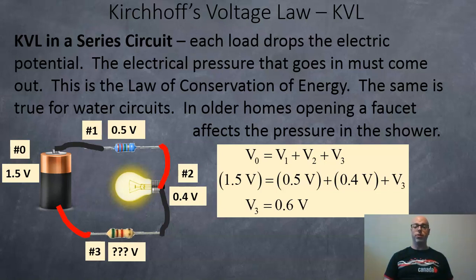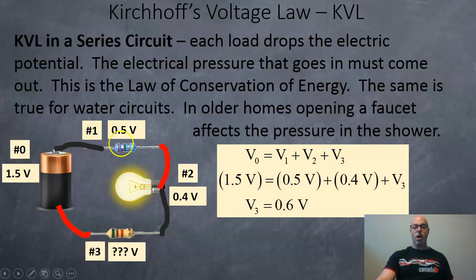The same is also true for water circuits or for plumbing. In an older home, you may notice that if you turn on a faucet, that affects the pressure in the shower. So in this case here, we have a D cell providing 1.5 volts.